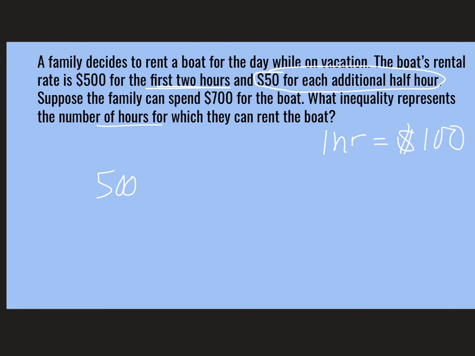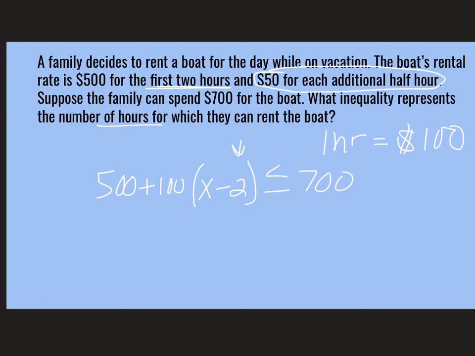And of course, it says for the first 2 hours. So really, the number of hours would have to be represented by x minus 2 because this is the 2 hours that the $500 covers. And then it says $100 per hour after those 2. So then this would be plus 100 times whatever's left there. And it says that they can spend up to $700. So that means $700 should be the greater amount.